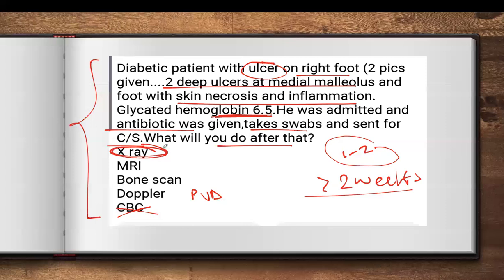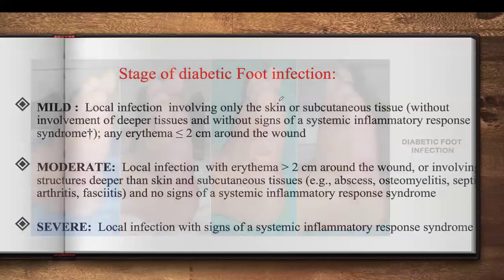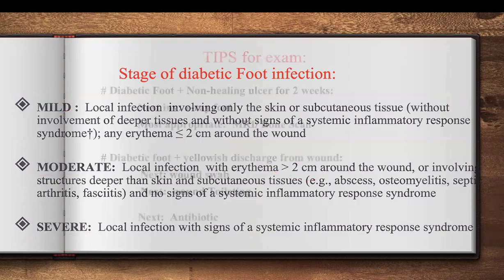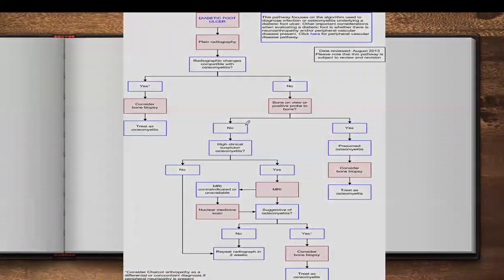So after this, we do an X-ray. If they ask what will be your most appropriate investigation, that will be MRI in here. If we already see the bone, it means that it is likely to be osteomyelitis. So ideally, we should go straight to MRI in that patient. That is the best way to do it. No need to do an X-ray anymore. The only time we choose a bone scan is if the MRI is not available.